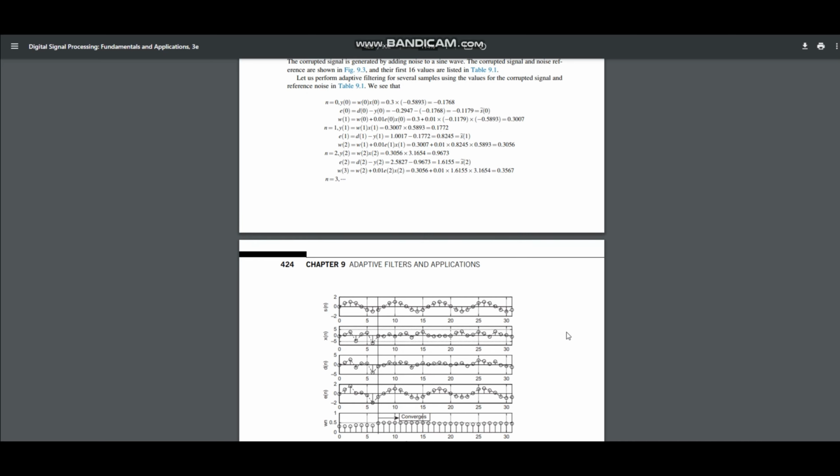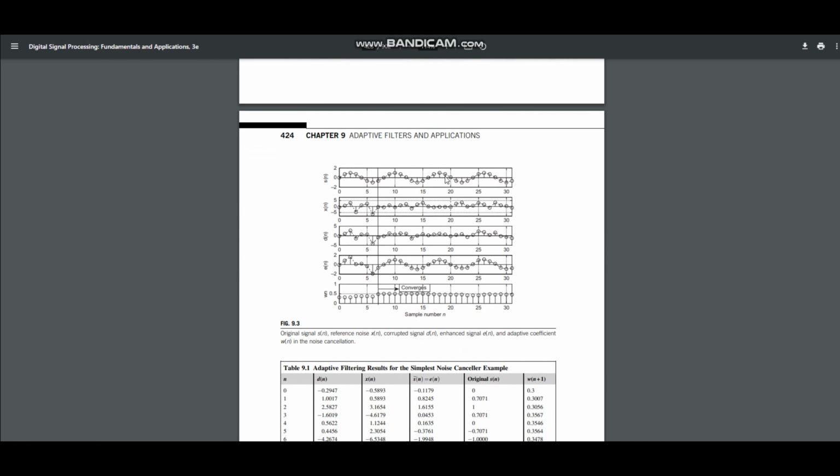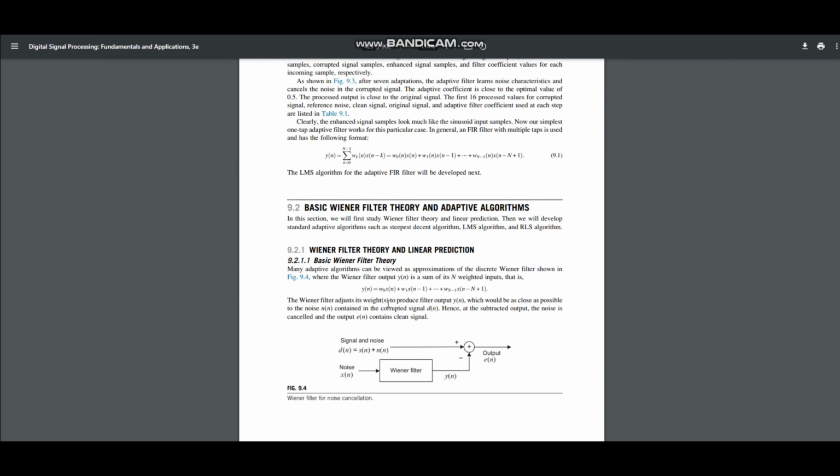So moving forward, these are the signal representations: S of n, which is the original signal, x of n, which is the reference noise, corrupted signal D of n, enhanced signal E of n, and adaptive coefficient omega of n. Then we move to the basic Wiener filter theory and adaptive algorithms.